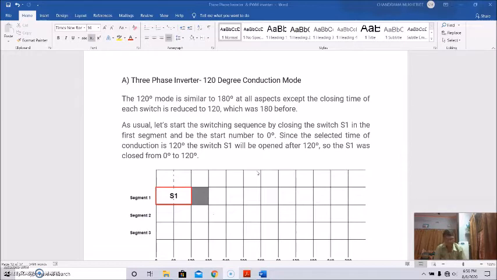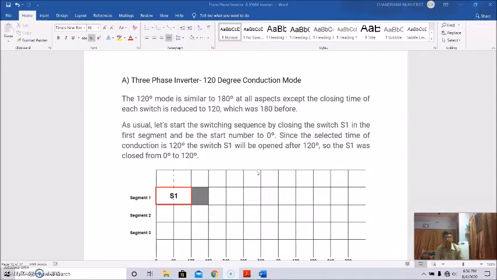In our last class of power electronics and drives, we started the three-phase inverter, and we also discussed the 180-degree conduction mode of three-phase inverters. Today we'll discuss another mode, that is the 120-degree conduction mode. The 120-degree mode is similar to the 180-degree mode in all aspects, except the closing time of each switch is reduced to 120 degrees, which was 180 degrees before.